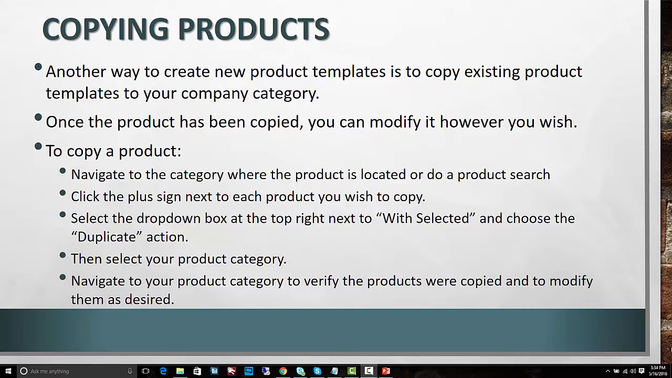Select the drop-down box at the top next to With Selected and choose the Duplicate action, not the copy action. Then you're going to select your product category where you want it to be copied. To verify that it was copied correctly, navigate to your product category, and then you can modify the products as desired.